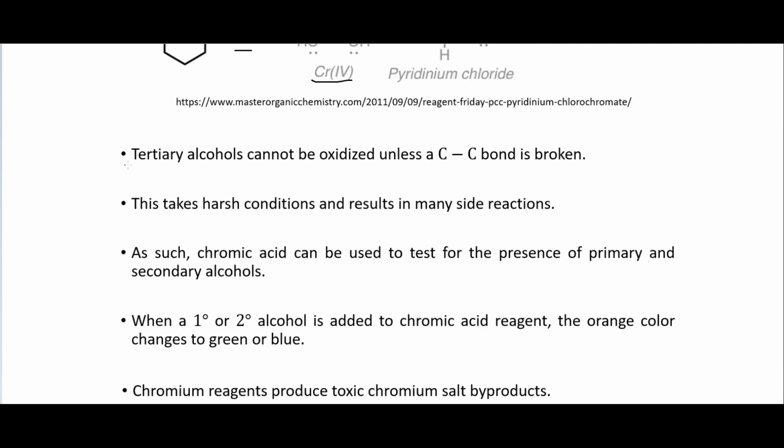So what about the tertiary alcohols? Well, these can't be oxidized unless we break a carbon-to-carbon bond. And this takes much harsher conditions, results in a lot of side reactions. And so we can actually use chromic acid to test for the presence of primary and secondary alcohols.